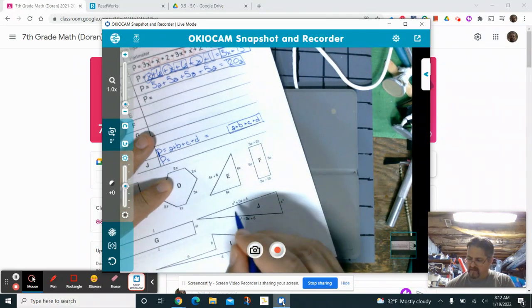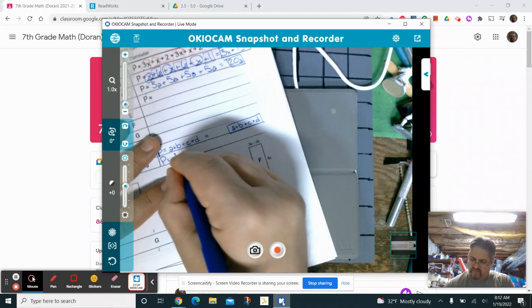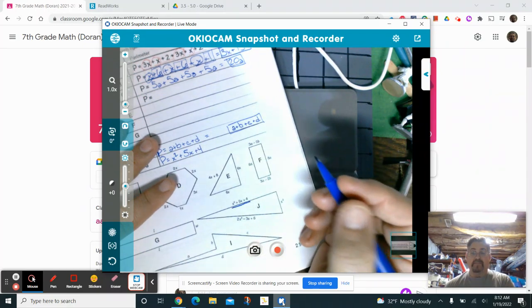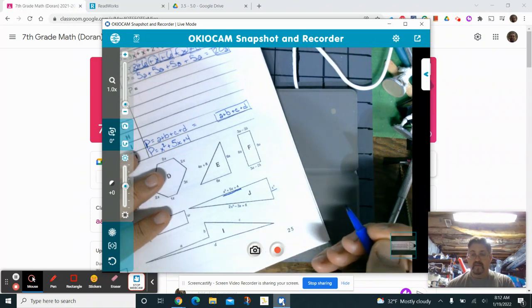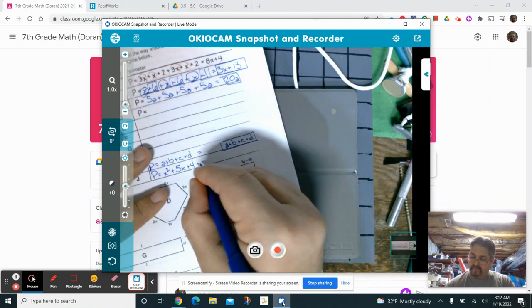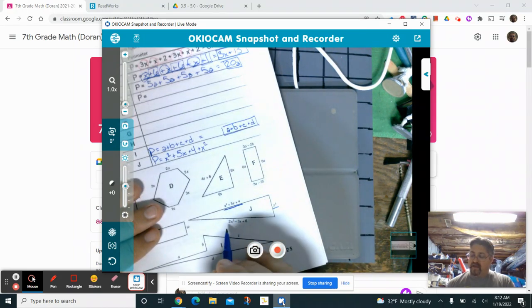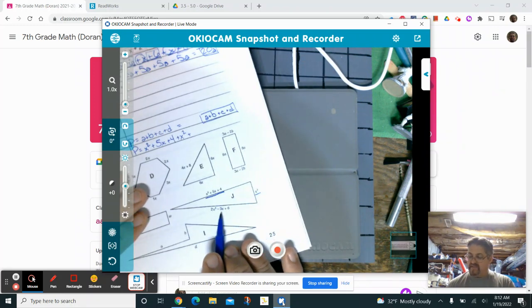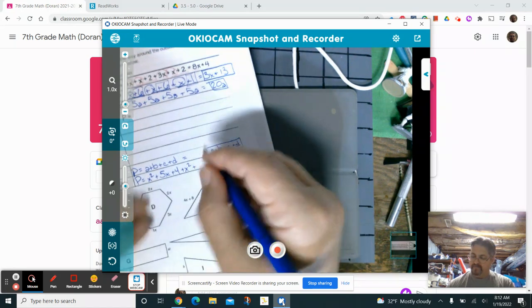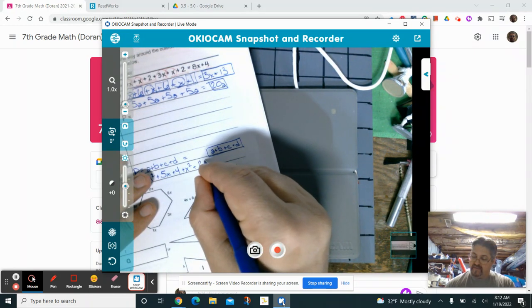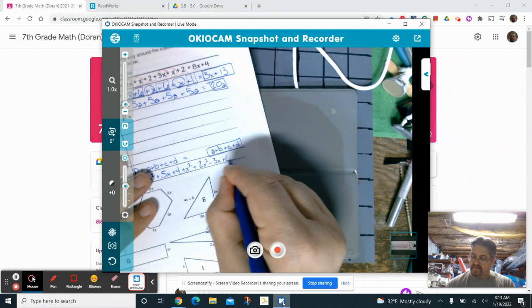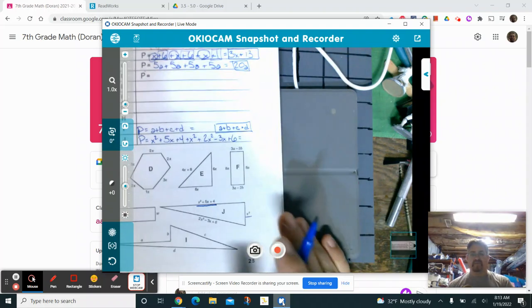All right, perimeter equals our first side, x squared plus 5x plus 4. But I'm going to add my second side to it, x squared. Then I'm going to add my third side to it, 2x squared minus 3x plus 6. So I've got 2x squared minus 3x plus 6. That's a lot to write.